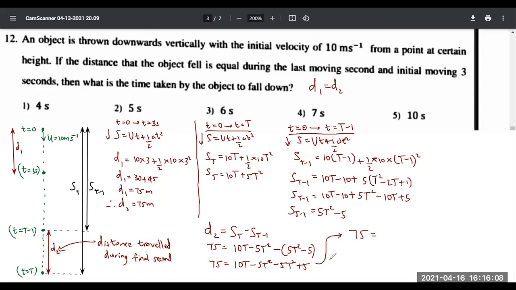That's it. So the answer is 75 equal to 15. Sorry, no, not 70. So 75 is equal to 10t plus 5. So 5 goes the other side, it becomes 70 equal to 10t. Hence, t is equal to 7 seconds. Then what is the time taken by the object to fall down? That is capital T. You have found capital T and we have found it. It is 7 seconds. Answer is 4th.